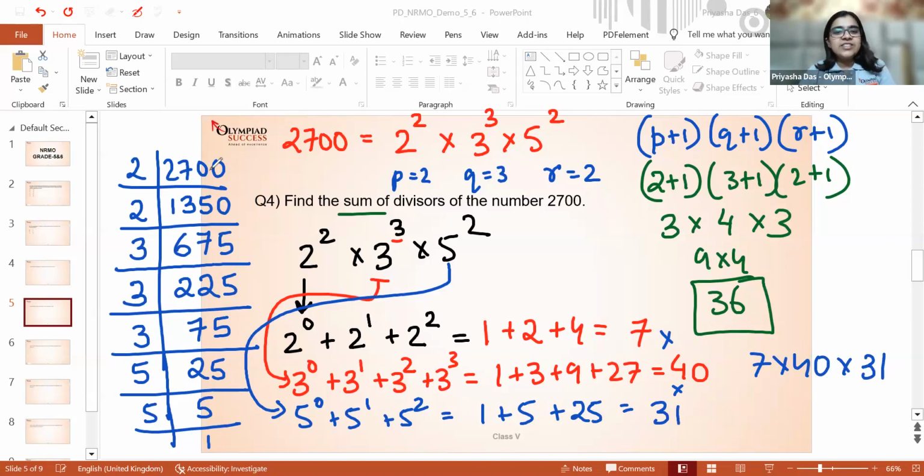Wow, who's this? Lokesh, thank you so much. What about Arav? Arav, I need an answer from you also. Multiply 7 into 40 into 31. What do you guys get? Om? 8680. Very good. Good, Advik.